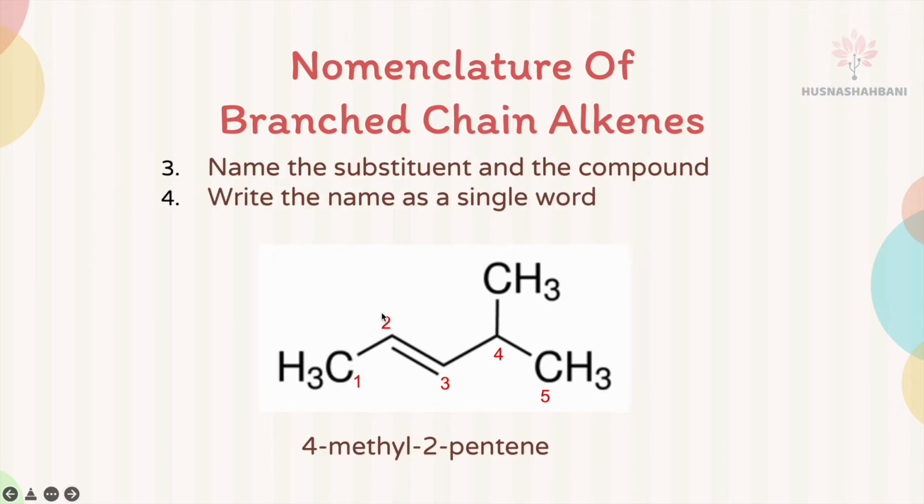And then name the substituent. We have a methyl at carbon number 4, and then write the name as a single word, 4-methyl-2-pentene.